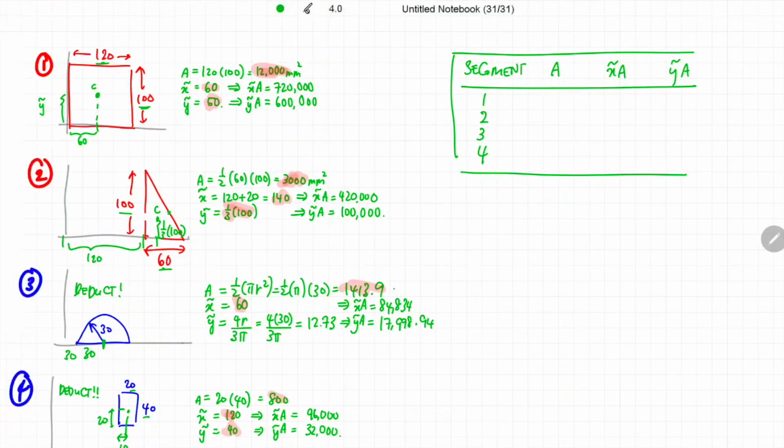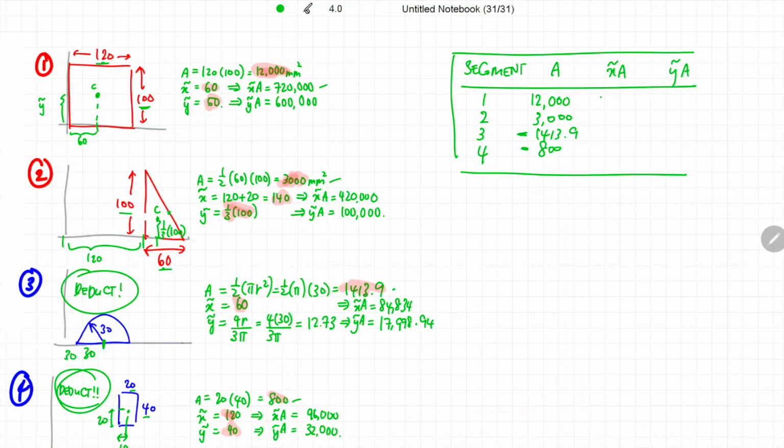Okay, for the second column, you fill up with the area value. For shape 1 or segment 1, the area is 12,000. For shape 2, the area is 3,000. For shape 3, remember, you are deducting this area from the calculation, because there is a hole there. So, therefore, the area should be a negative value. Don't forget that. Anything that you need to deduct, you have to put negative in front of it. So instead of 1413.9, it will become negative 1413.9. Accordingly, segment 4 also needs to be deducted as well, so you include the negative notation in front of the area.